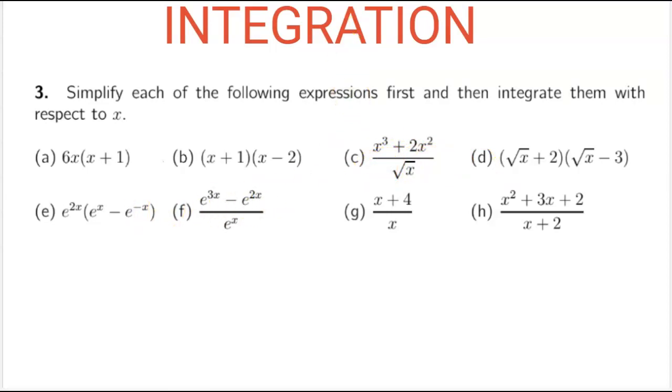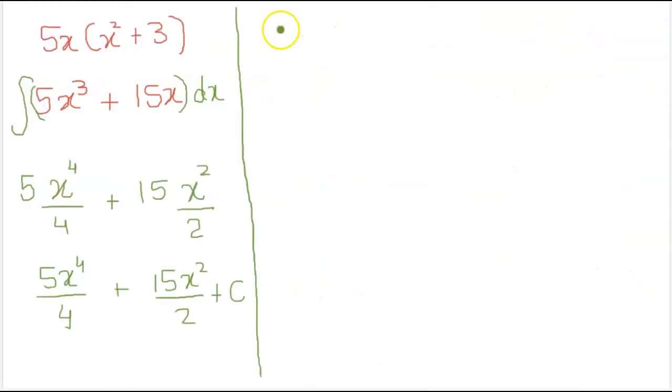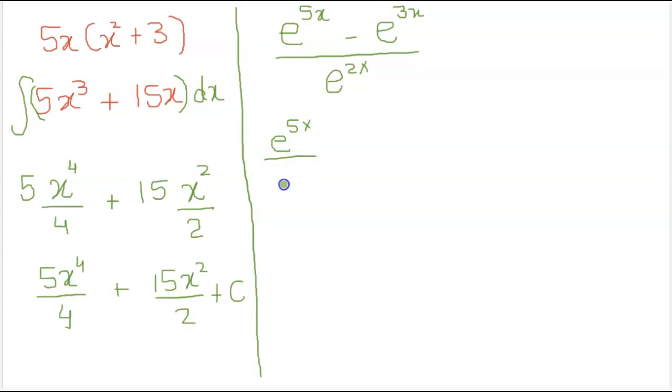Now I'm just going to do another one. Let's say we got another one: e to the power 5x minus e to the power of 3x, divided by e to the power of 2x. First, what we need to do is actually simplify. So I'm just going to divide everything with e to the power of 2x. So that will be e to the power of 5x divided by e to the power of 2x, minus e to the power of 3x divided by e to the power of 2x.